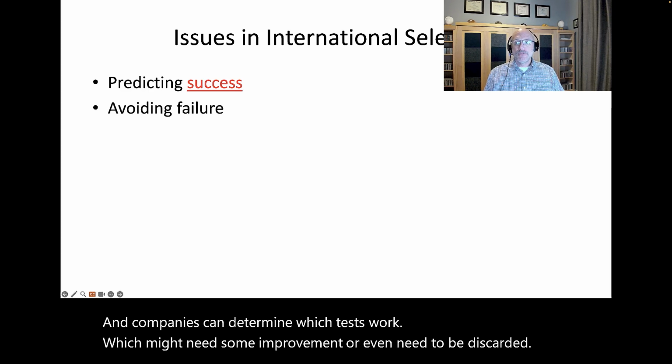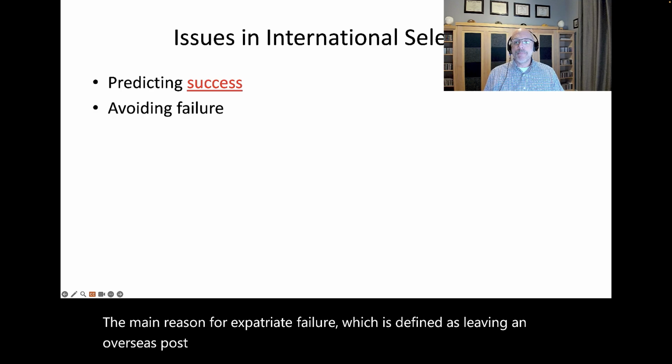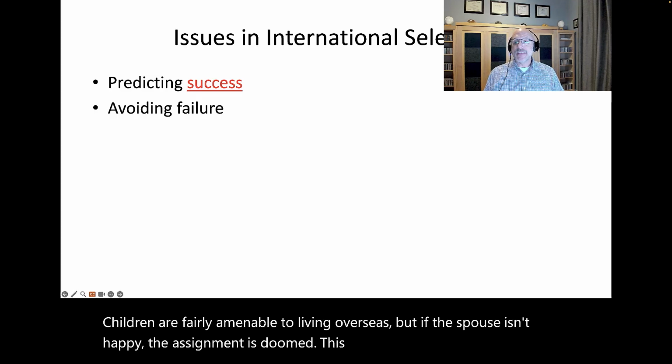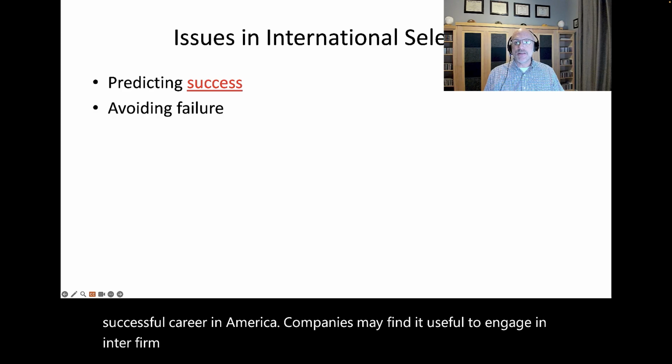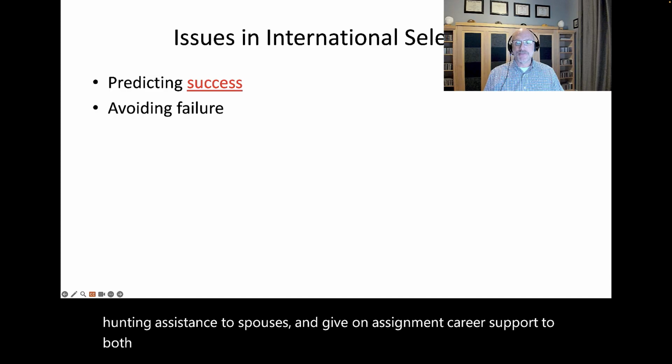The main reason for expatriate failure, which is defined as leaving an overseas post earlier than intended, is spousal maladaptation. Children are fairly amenable to living overseas, but if the spouse isn't happy, the assignment is doomed. This is amplified if the spouse has a successful career in America. Companies may find it useful to engage in inter-firm networking with overseas clients and partners, provide job hunting assistance to spouses, and give on-assignment career support to both the employee and their spouse.